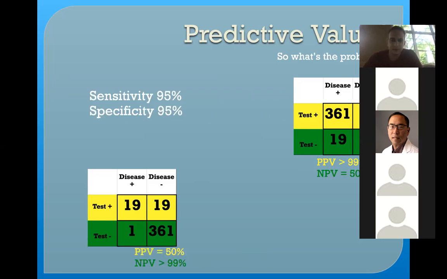On the other hand, on the left here, where our disease prevalence is very, very low, only 5% of patients had the disease, our positive predictive value now is only 50%, whereas the negative predictive value is great.